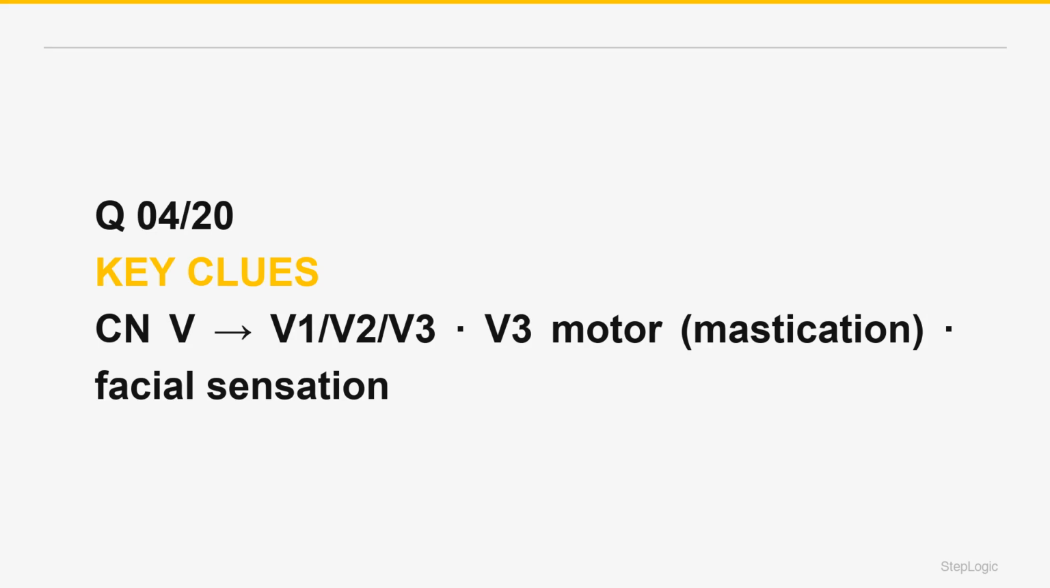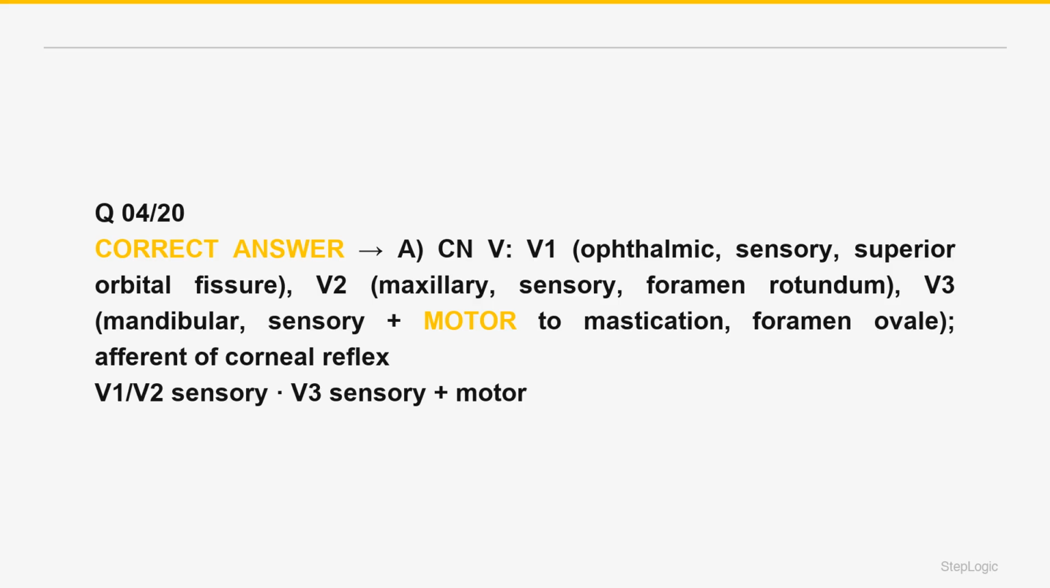The trigeminal nerve, CN5, is the main sensory nerve of the face and the motor nerve to the muscles of mastication. It has 3 divisions. V1, ophthalmic, is purely sensory, supplying the forehead, scalp, and the eye or cornea, and exits through the superior orbital fissure. V2, maxillary, is purely sensory, supplying the midface, maxillary teeth, and palate, exiting through the foramen rotundum. The correct answer is A.